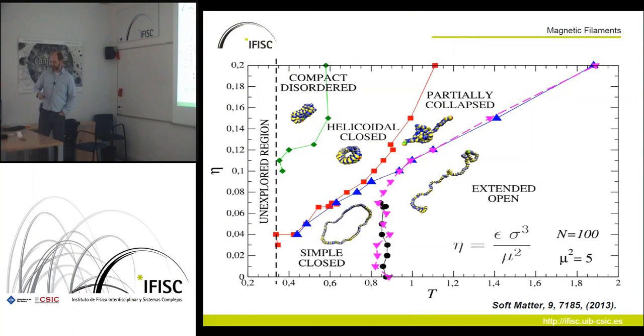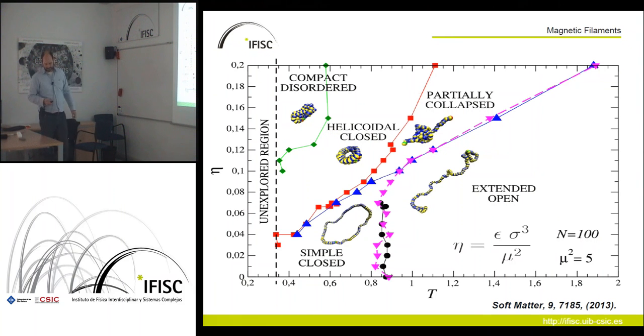With these things, we can build a first tentative phase diagram of magnetic filaments in the limit of infinite dilution. Here we have the strength of the isotropic interaction relative to the magnetic interaction, and here we have the temperature. As we can see, we have different phases: simple closed or rings, extended open, partially collapsed, helically closed, and compact disordered chains. We can also notice some interesting things, for instance, here and here there should be two triple points. This shows that even a single filament leads to a quite complex, tricky phase diagram.